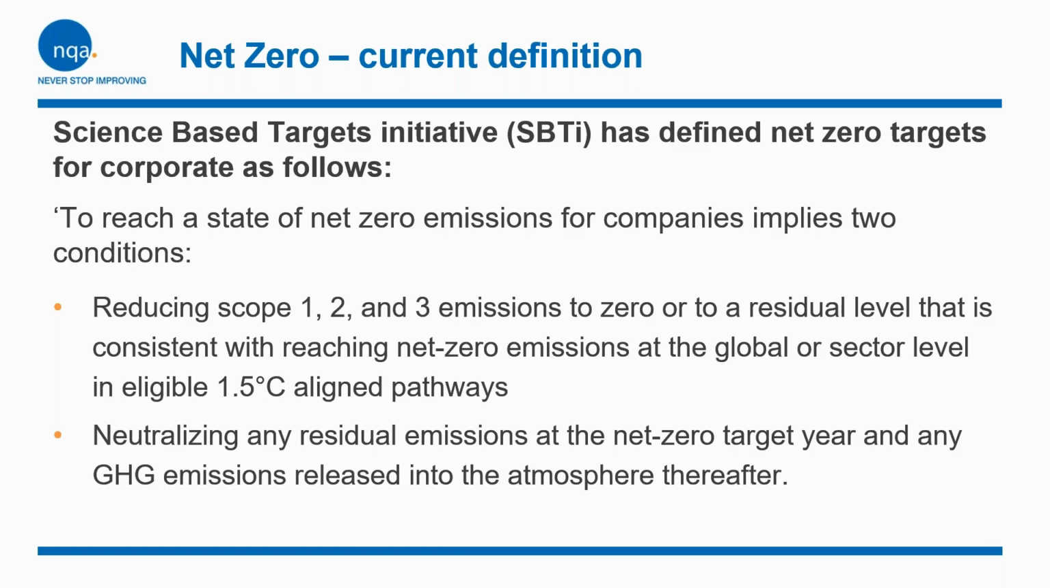And then once you've got to that net zero point, is neutralising then any residual emissions. So neutralising them at the net zero target. So when we're talking about neutralizing, that normally means then allowing for the offsetting of those, and we'll look at offsetting and what that means a little bit later on.